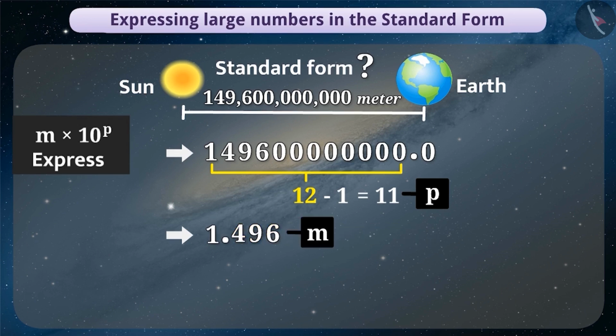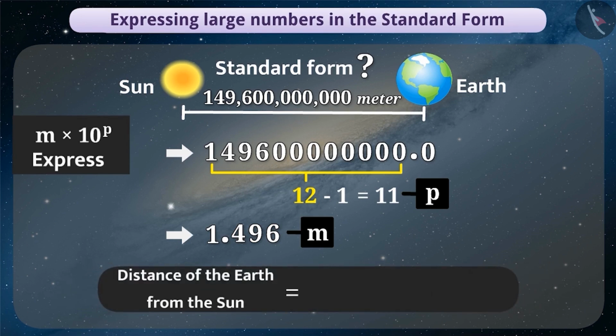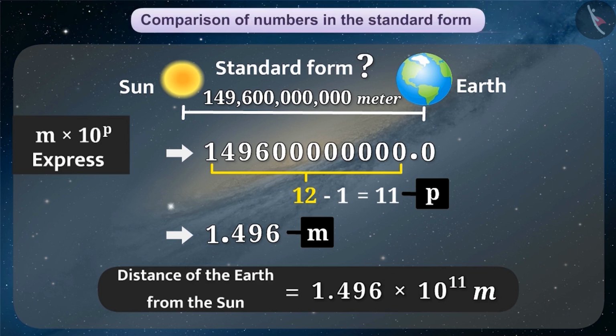With this, we get the value of m to be 1.496. Now, we can express the distance of the Earth from the Sun in the standard form as 1.496 into 10 to the power of 11 meter. As you can see, we can easily read and write numbers in their standard form. With this, we can also easily compare numbers using their standard form.